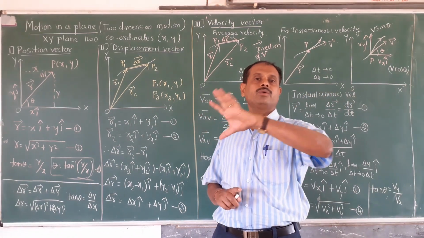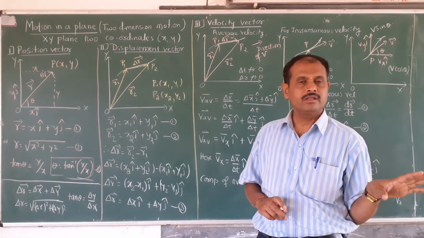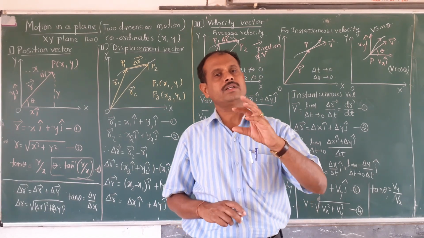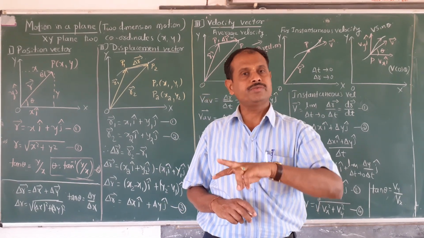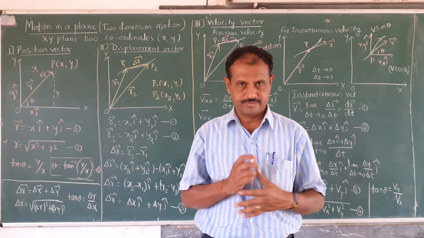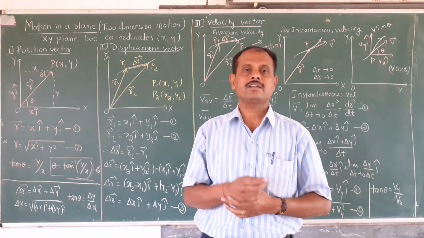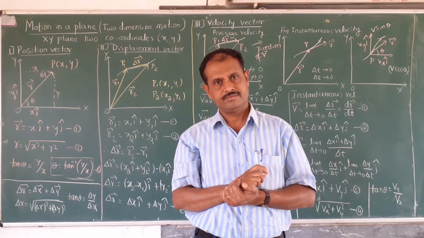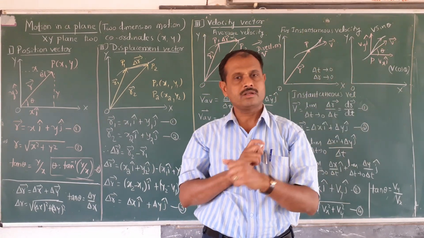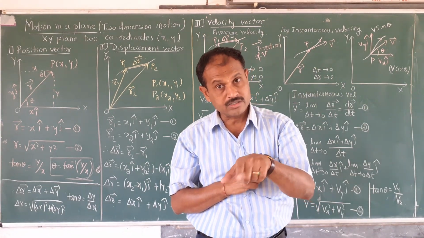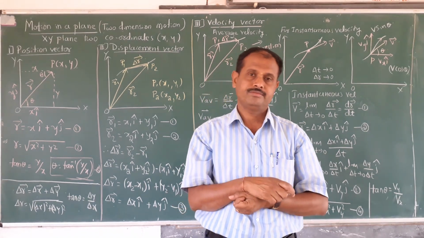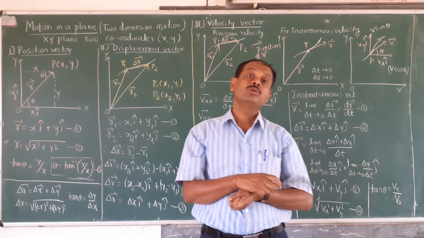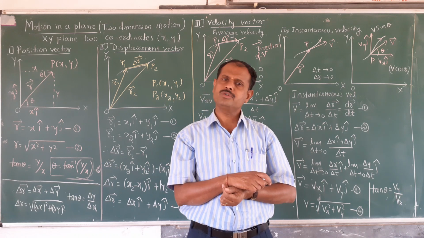But here you have to take only the xy plane. Therefore, you come across only the two unit vectors, i cap and j cap. Let us say the particle is moved from one point to another point in the xy plane. It is the change in the coordinates both x and y. At that time, the position vector for any position.